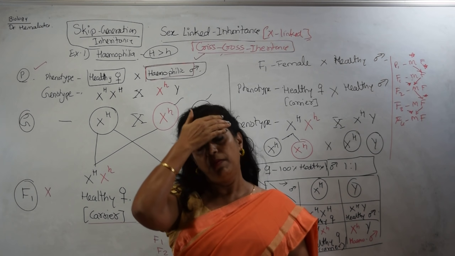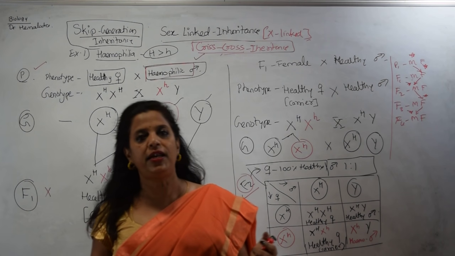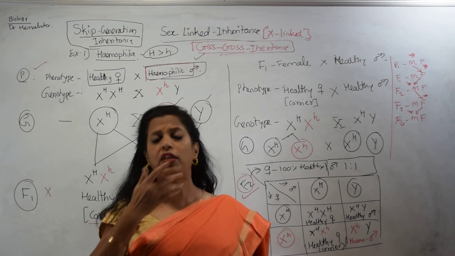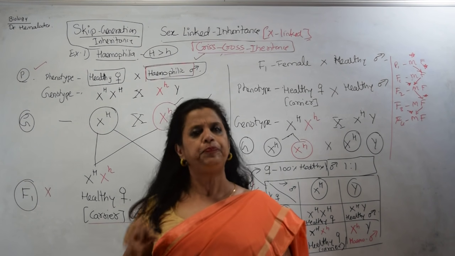Remember this very much, because crisscross inheritance can be asked for 1 mark, skip generation inheritance can be asked for 1 mark. What is hemophilia? A lot of questions will appear in this. Who are the female carriers? Why do males have the probability of getting this disease?